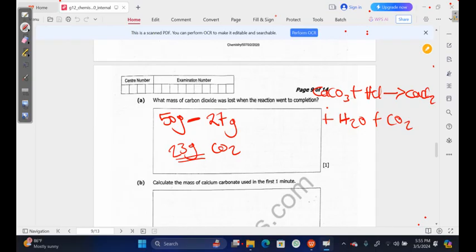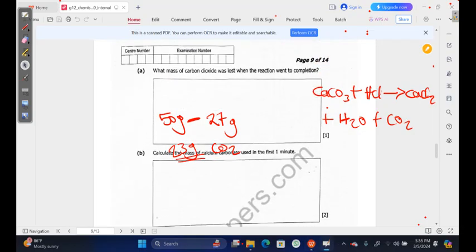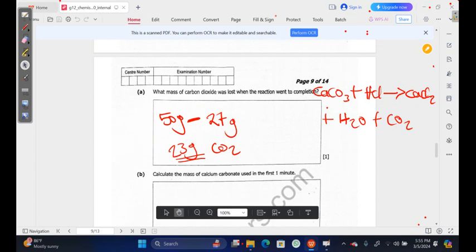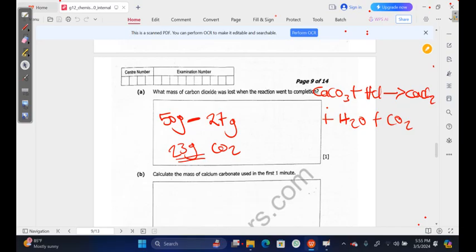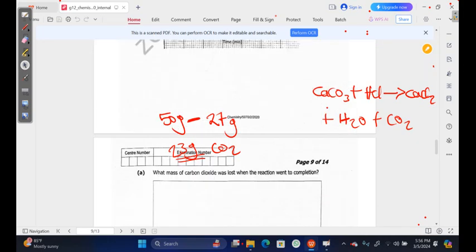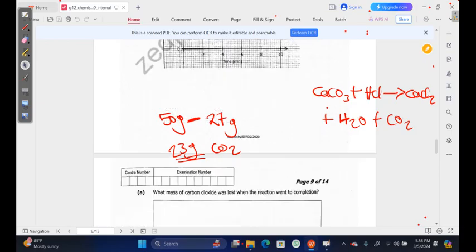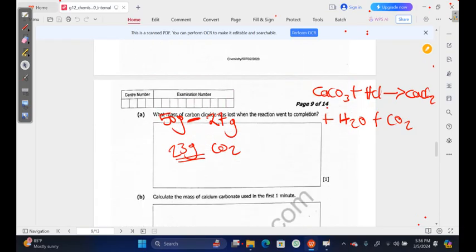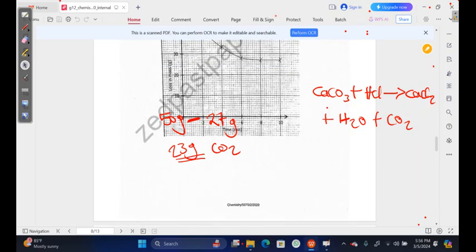We move on to the second question, which reads: calculate the mass of calcium carbonate used in the first 1 minute. Calculate the mass of calcium carbonate which was used in the first 1 minute. On our graph, the graph is just showing the amount of carbon dioxide which was being lost with time.